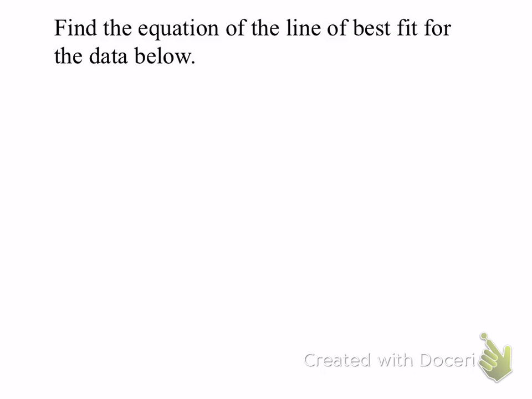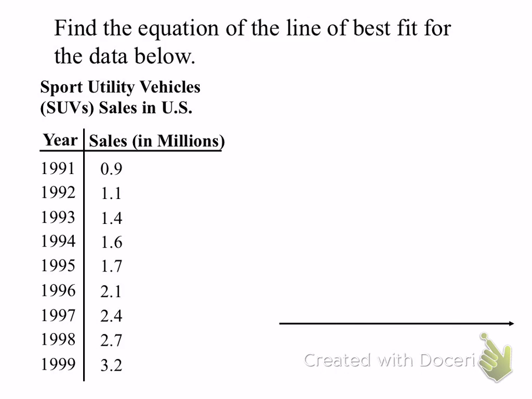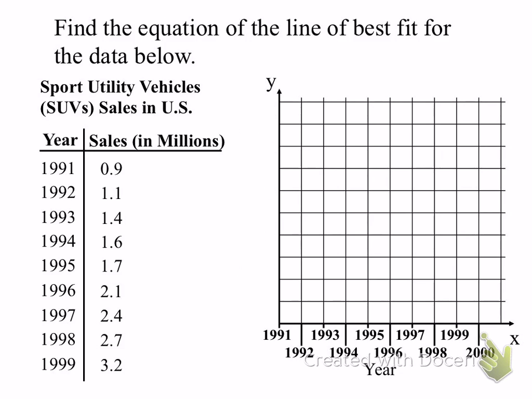Now, find the equation of the line of best fit. This is a great example of how they might use real live data. It's a very interesting topic. SUV vehicles. In the 90s, that was the it car to have. Everybody was driving the Expeditions, the Suburbans, these big SUV vehicles.